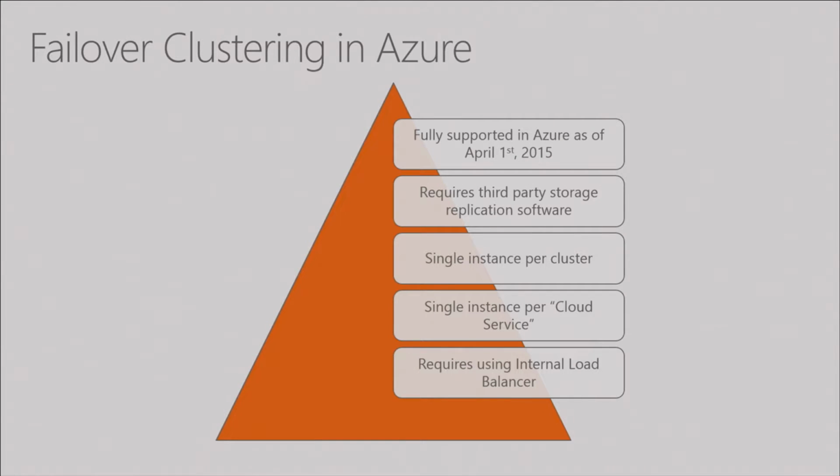So this is an extra object we have to create only when running in Azure. It also slows down our failover time. So I said on-prem, it takes about 6 seconds for a failover cluster to fail over. In Azure, it's going to take you about an extra 15 seconds.